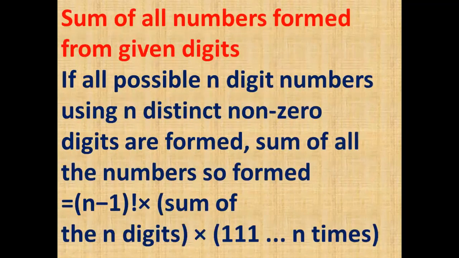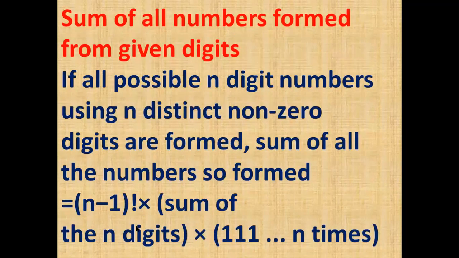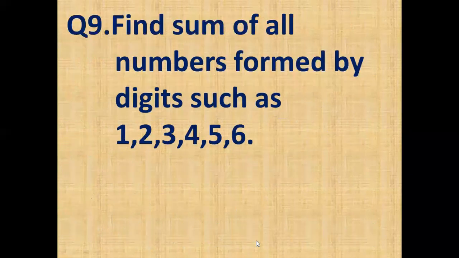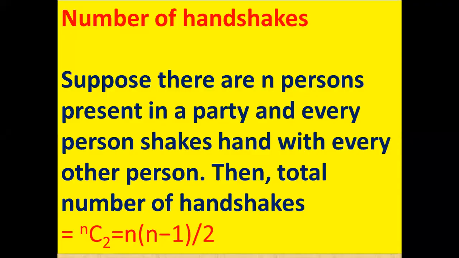Like in this question, as you can see, we have 6 digits, 1, 2, 3, 4, 5, 6. So the answer would be factorial 6 minus 1, that is factorial 5, into the sum of these numbers, 1 plus 2 plus 3 plus 4 plus 5 plus 6, that comes out to be 21. So the answer would be factorial 5 multiplied by 21 multiplied by 111111, with 1 coming 6 times.